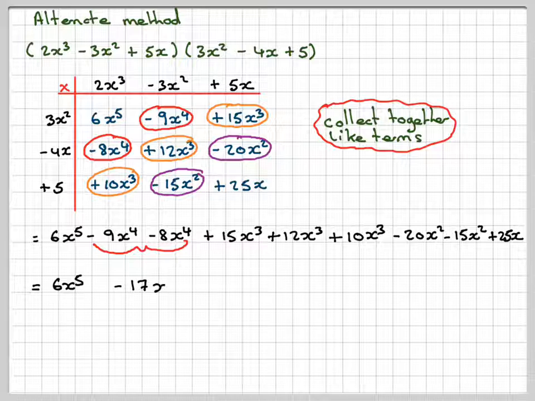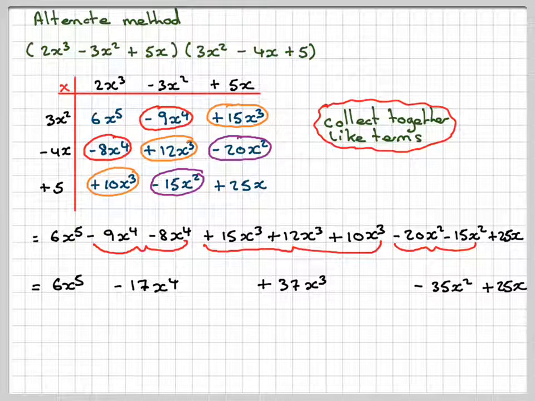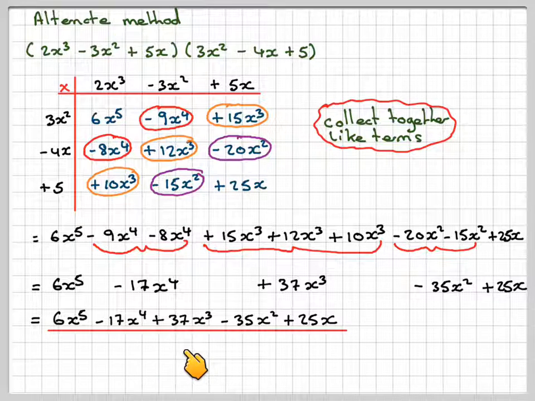6x to the 5 minus 17x to the 4. 15 plus 12 plus 10 is 37x cubed, minus 20 minus 15 gives minus 35x squared plus 25x. So the final answer will be 6x to the 5 minus 17x to the 4 plus 37x cubed minus 35x squared plus 25x. So this has been a video to show you at least two methods of how to multiply two polynomials together. I hope you've understood, and I thank you very much for watching.